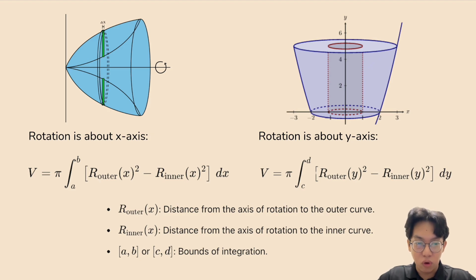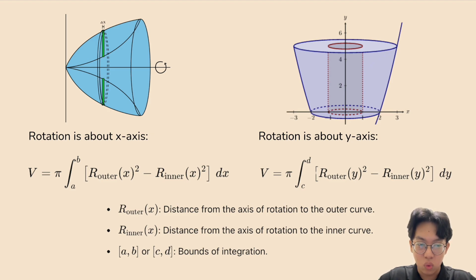The formula for the washer method depends on whether the rotation is about the x-axis or y-axis, although they are actually pretty similar. The general formula for the volume of a solid using the washer method is V equals pi times the definite integral of outer radius squared minus inner radius squared from a to b. This formula works for rotation about the x-axis.